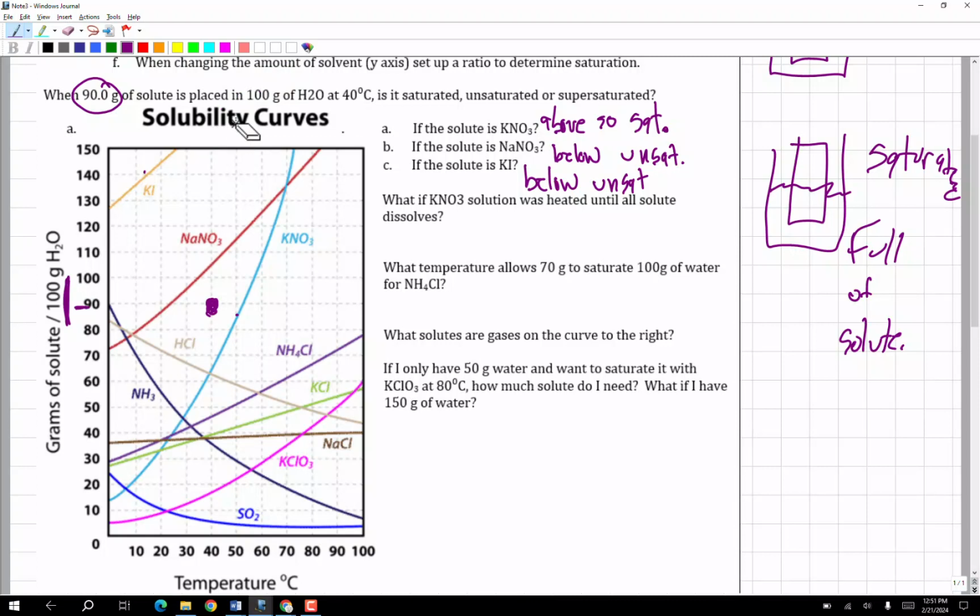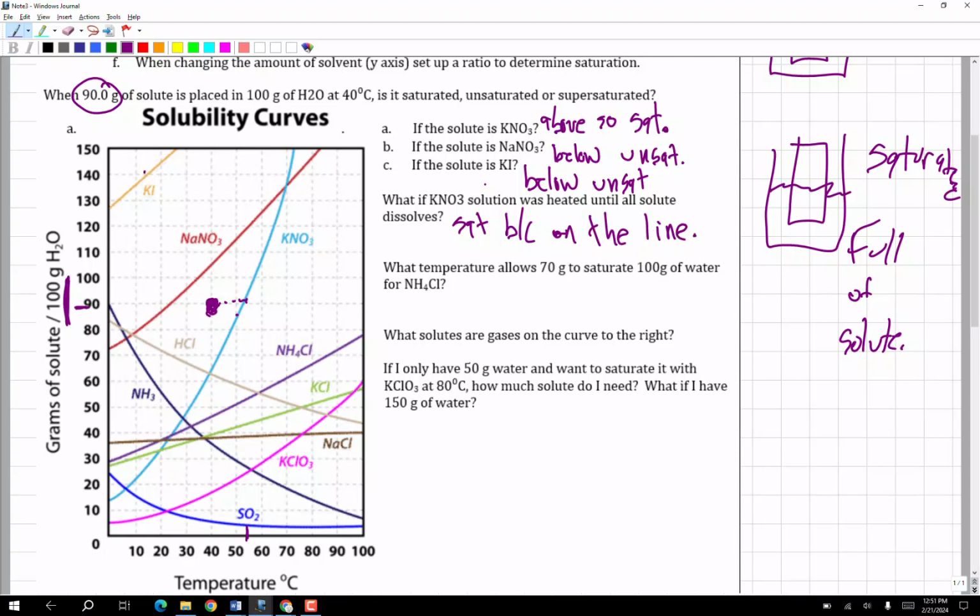What if a KNO3 solution was heated until all the solute dissolves? If I have this KNO3 solution and I keep heating it to about 55 degrees, then it would be saturated. So if you heat it up, it will dissolve more. It's saturated because it's on the line.